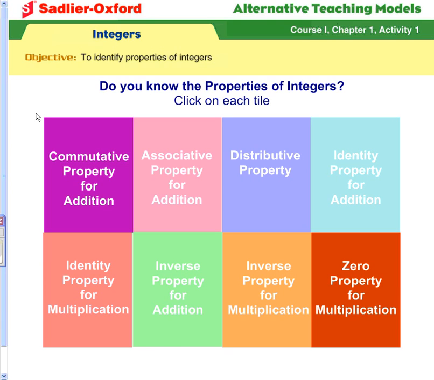Let's review the properties of integers. Remember, a property is a math rule that is always true. We will start with the commutative property of addition.